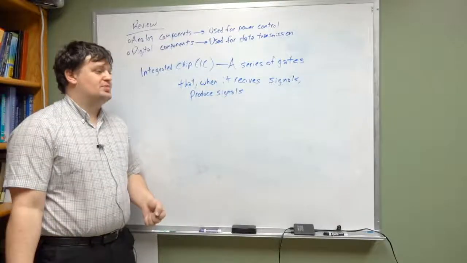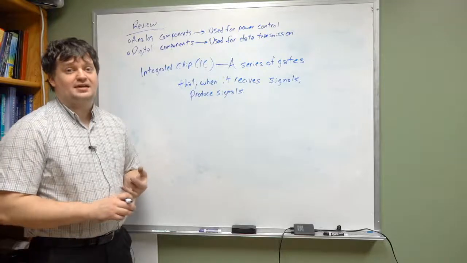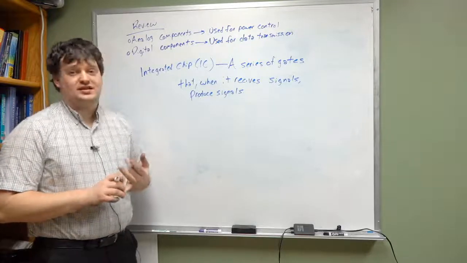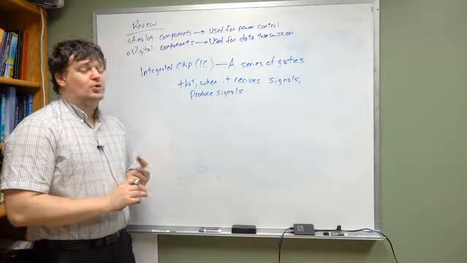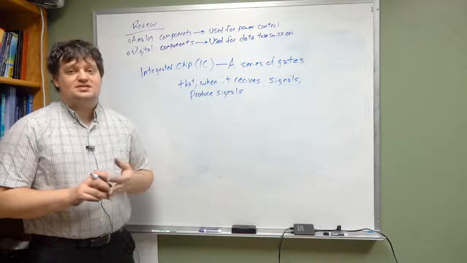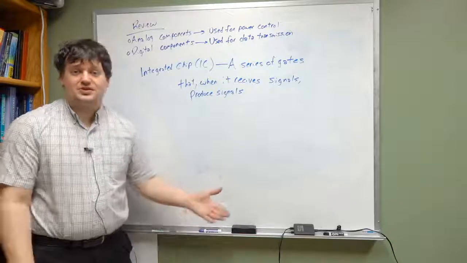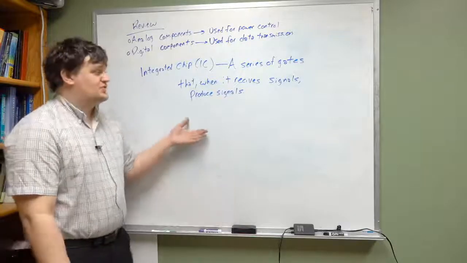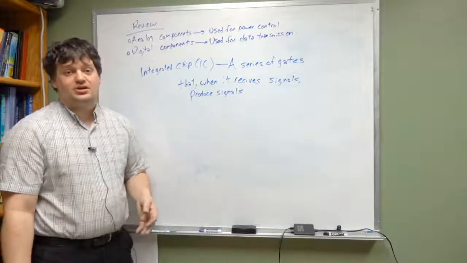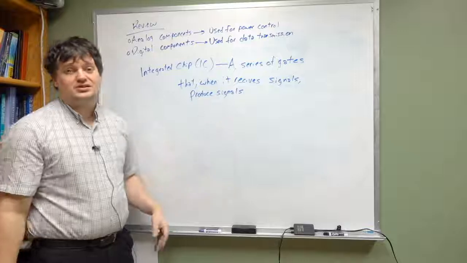An integrated chip will perform any number of features. It could be an AND. An AND gate is just an integrated chip. An OR gate is just an integrated chip. You have all of these different types of integrated chips that go all the way up to a microcontroller, something like a Raspberry Pi, which is just a very large integrated chip. It inputs signals, it outputs signals, and that's really all it does.